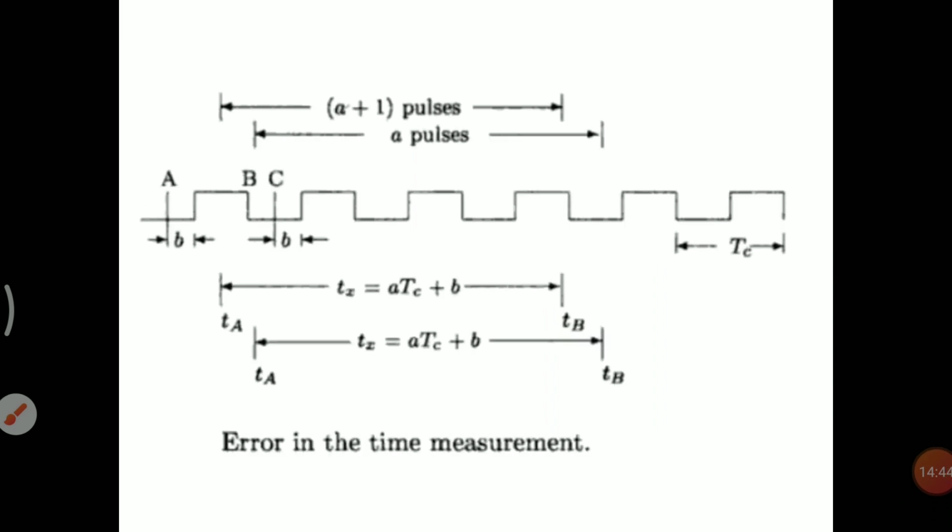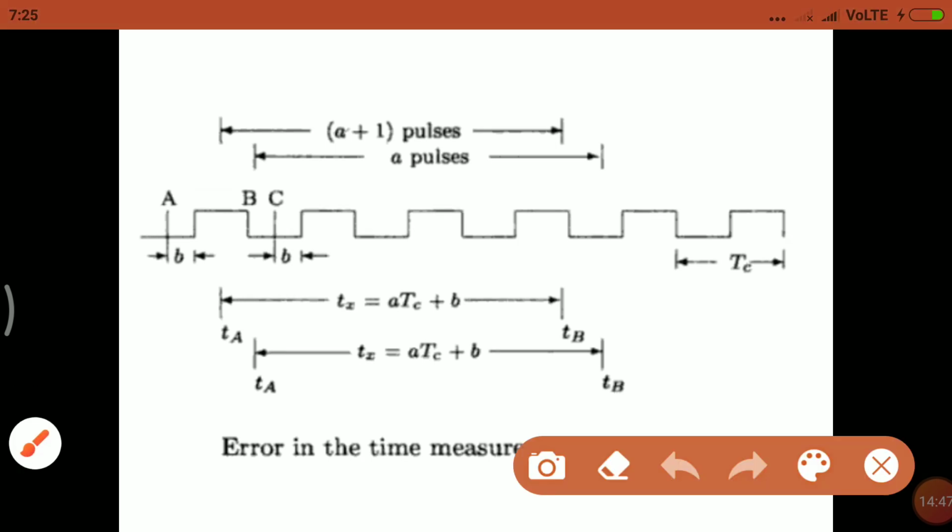Now the second condition. In the second condition, let's say that the event occurs between B and C point.